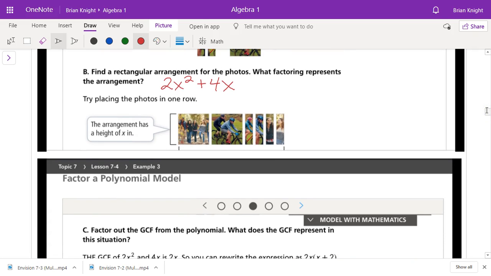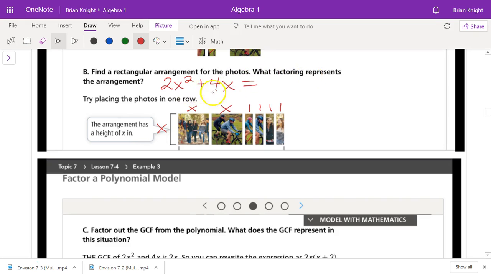Here's all the photos in a rectangle, right? So again, this is x, x, 1, 1, 1, 1, right? And then this side is what? X. So this would be a rectangular arrangement. So notice they took out the what? The x.